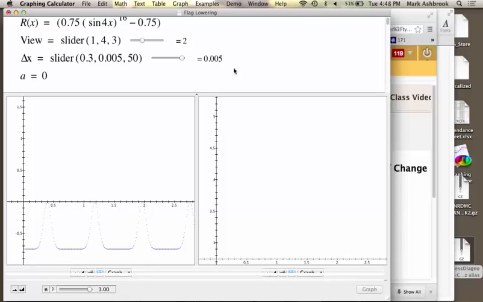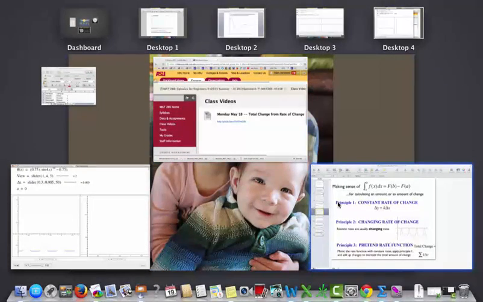Okay, so that's the next principle. And so then if we wanted to get an exact estimate, well, we could make delta x super, super small, like 0.000000001. We make delta x super small, then it's indistinguishable from being an estimate to the exact amount. So let's summarize that.